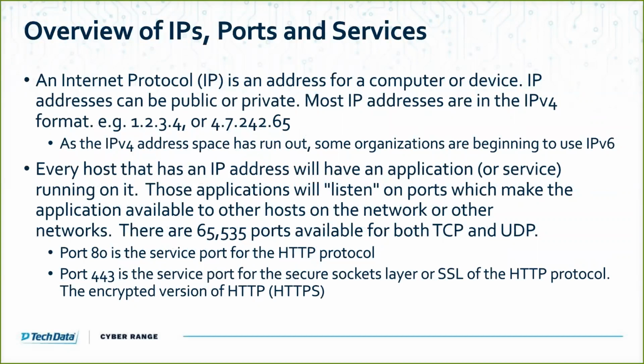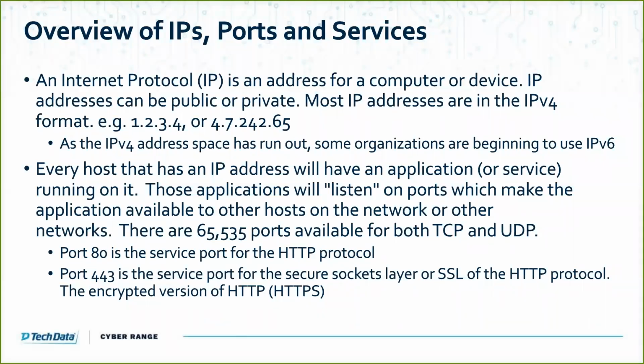Every host on a network has what's called an IP address. IP addresses are broken into two main groups, public and private. Private addresses are not routable on the public internet, whereas public IP addresses are. Most organizations leverage what is known as the IPv4 version of the protocol. These addresses are made up of 4 octets of numbers separated by a dot, for example, 1.2.3.4. As the IPv4 address space runs out, some organizations are migrating to IPv6. However, IPv6 is substantially more complex and is beyond the scope of this presentation.